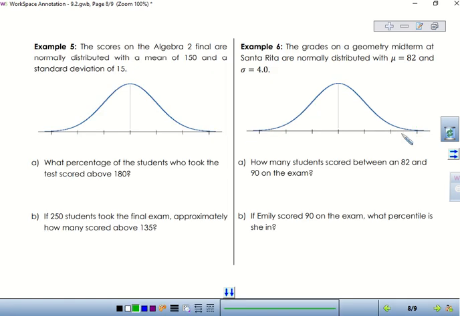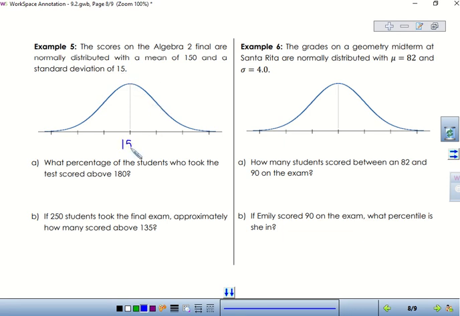Okay. The next one we're looking at is: scores on the Algebra 2 final are normally distributed with a mean of, that's an average, by the way. I don't know if you guys remember that. Mean is an average. I probably forgot to mention that. With a mean of 150 and a standard deviation of 15.